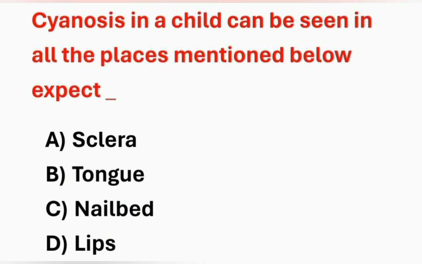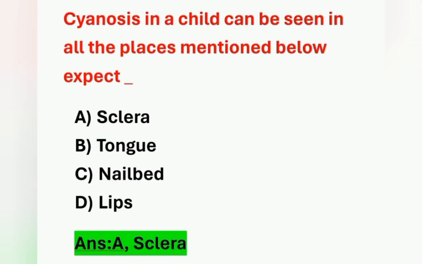And the next question, cyanosis in a child can be seen in all the places mentioned below except. Options, option A sclera, option B tongue, option C nail bed, option D lips. Here the question is cyanosis in children. Cyanosis means bluish discoloration of the body. So the cyanosis in children can be seen in all places. But one place we can't easily identify the cyanosis. That is sclera. Option A is the correct answer.